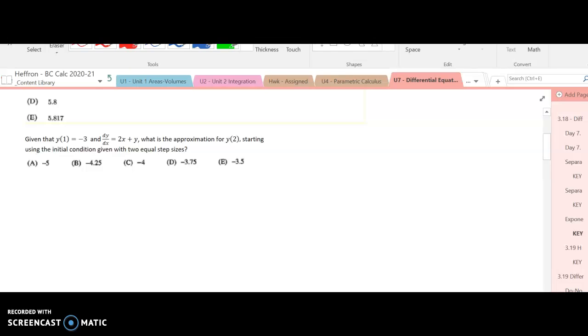In this question, we've been given a slope and an initial condition, and we've been told two equal step sizes. We haven't been told what they are. But we know that our initial condition is x equals 1, y equals -3. And we want an approximation for y when x is 2, y of 2. So if x equals 2, then my entire delta x is 2 minus 1, or 1. If we want two equal step sizes, then we're going to have two steps of 1/2 for each.